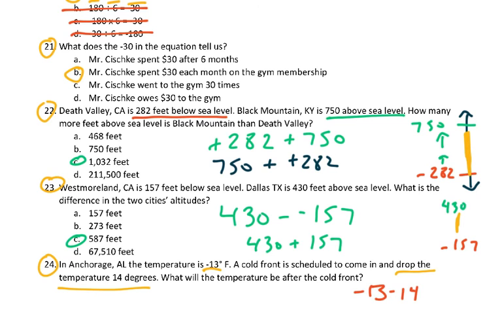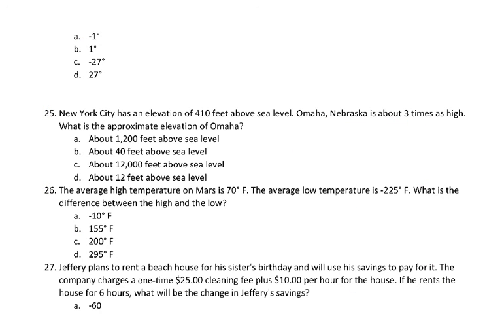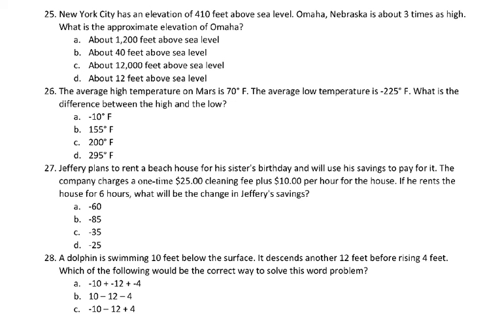So if it's already negative 13 and it goes down 14, the only thing colder is negative 27 degrees. 25 is another elevation question. It says New York City has an elevation of 410 feet above sea level. Omaha, Nebraska is about 3 times as high.